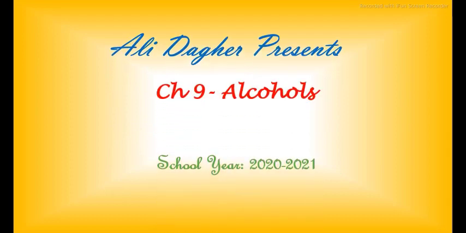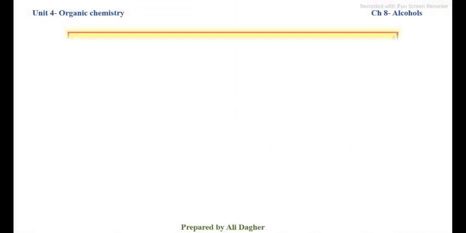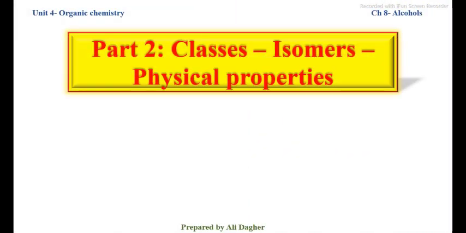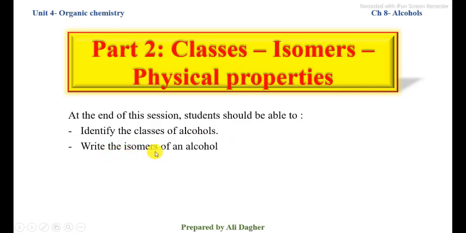Chapter 9, Alcohols, Class, Life Sciences. Part 2, Classes of Alcohols, Isomers, and Some Physical Properties. At the end of the session, students should be able to identify the classes of alcohols, write the isomers of an alcohol, and specify some physical properties of alcohol.